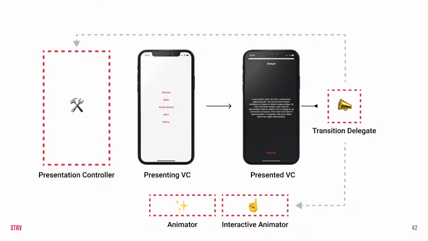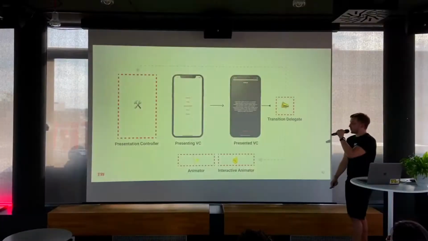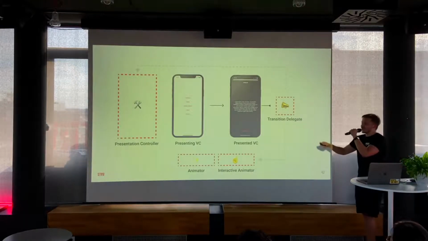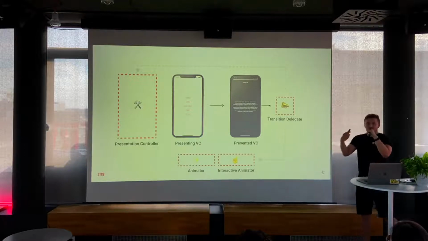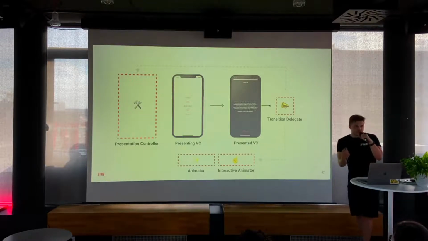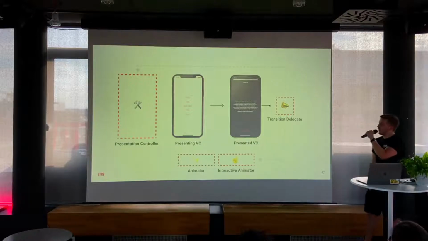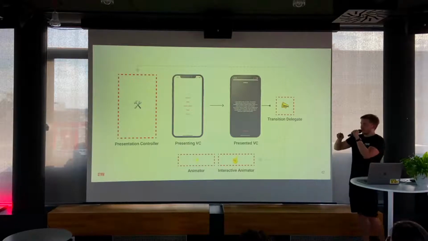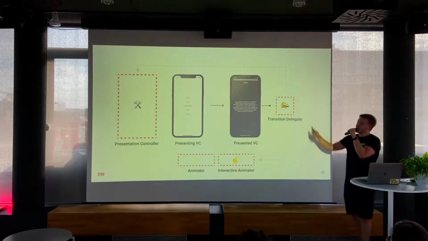So as you can see, in every transition, there is some transition delegate that is providing other objects that the UIKit needs. Transition delegate is telling UIKit how this transition should look like. There is animator, which is in charge of the actual animation. There is interactive animator, which can hook up the animation with some gesture. Think of the navigation controller when you are swiping back. And of course, presentation controller that manages various aspects of it. For example, the size and position of the presented view.